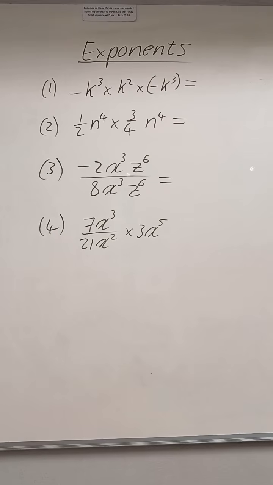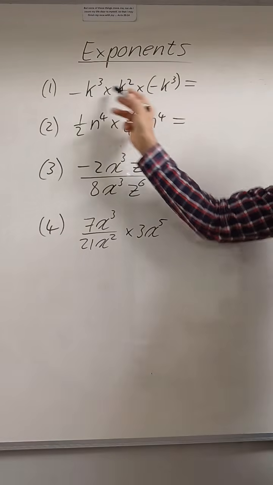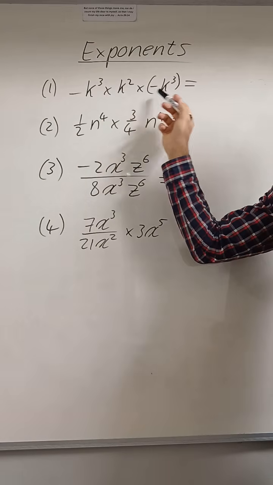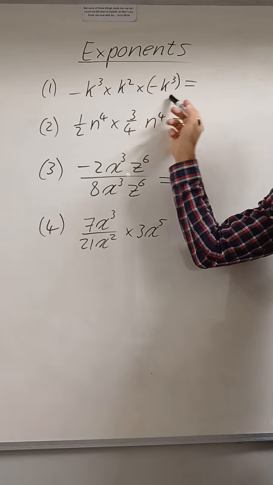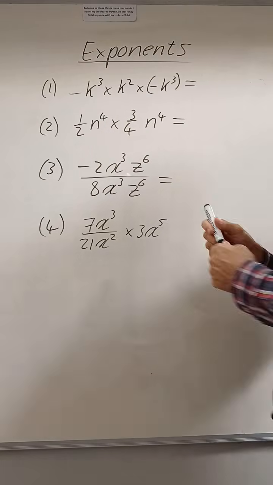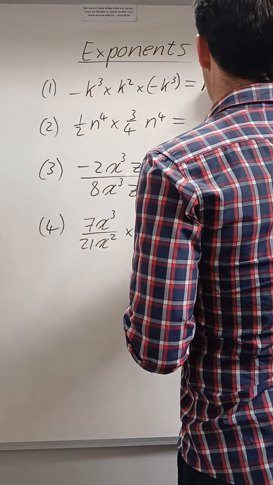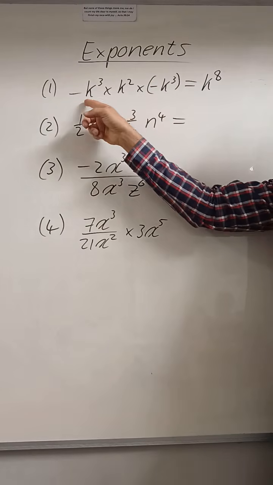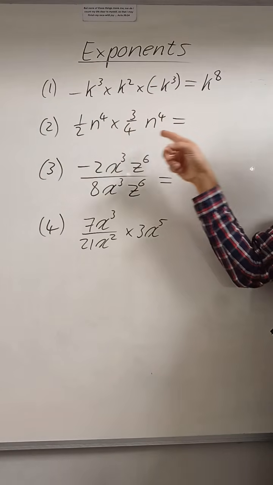Right, so with the first one, remember a negative times a negative is positive. Yes. And then because they have the same base, you can add them. Because we're multiplying. So 3 plus 2 is 5, plus 3 is 8. So it's going to be k to the power 8. Okay? Add the exponents, and negative times negative is positive.